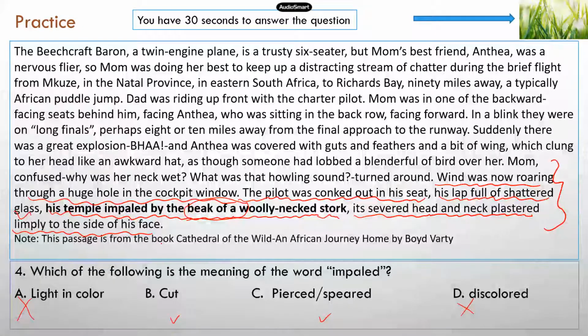So the head and the neck are kind of hanging around on the side of the face. So somehow, the beak kind of allows the head and the neck to connect to the pilot's head. So it's not going to be cut, right? If it's cut, then the head and the neck are not going to be hanging limply to the side of the face. So the correct answer is C. Impale means pierce, spear. It's going to be a sharp object, right? Pierce into something. So the correct answer is C.